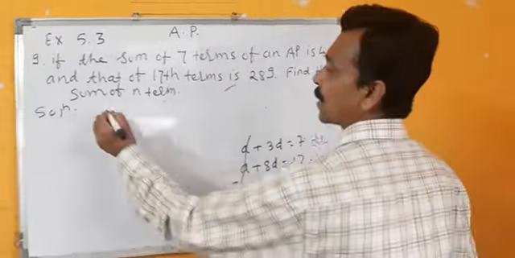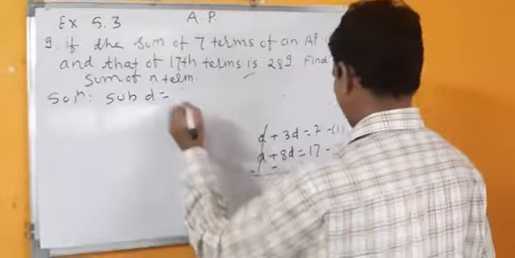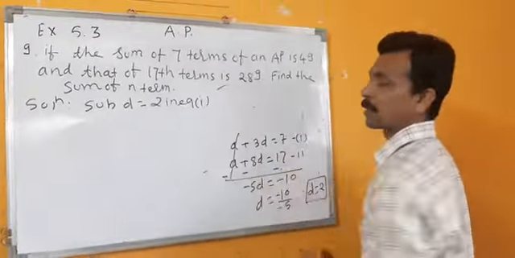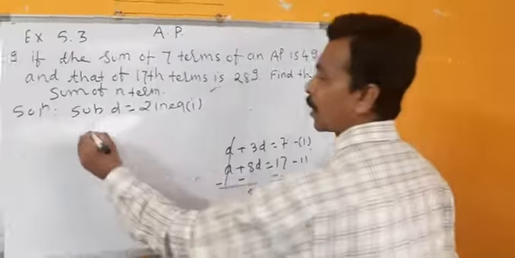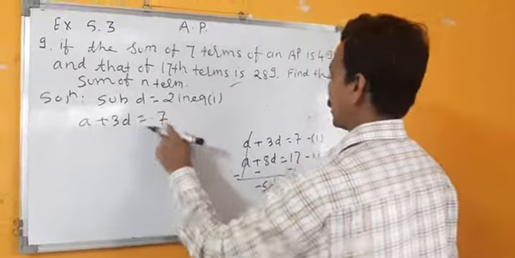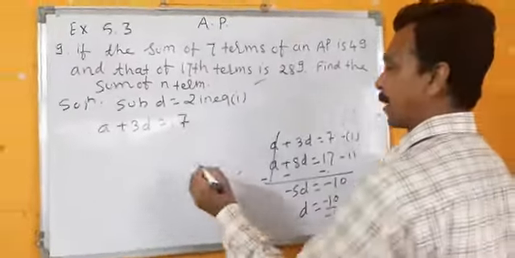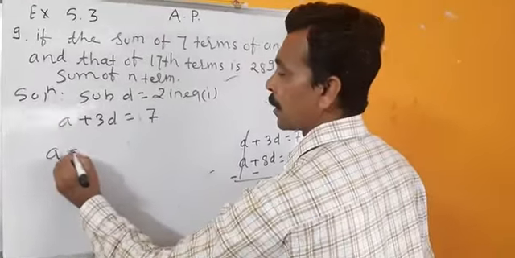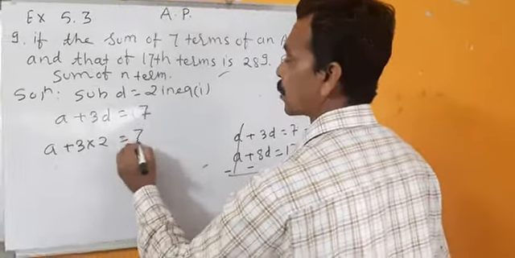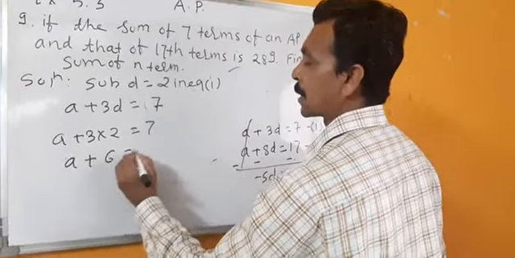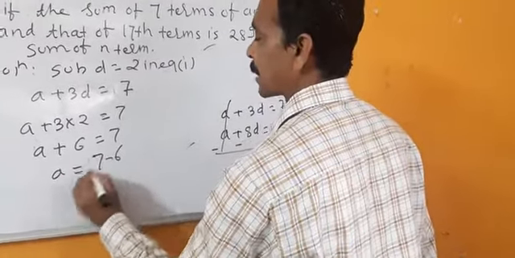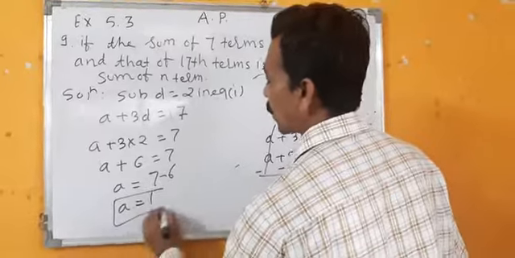I will write here: substitute d equal to 2 in equation 1. What is equation 1? a plus 3d is equal to 7. a we have to find. a plus 3 into d, which is 2, is equal to 7. a plus 6 is equal to 7. a is equal to 7 minus 6. a is equal to 1.